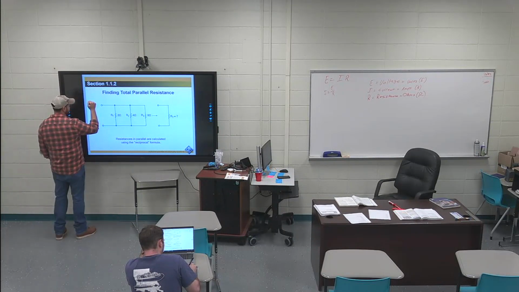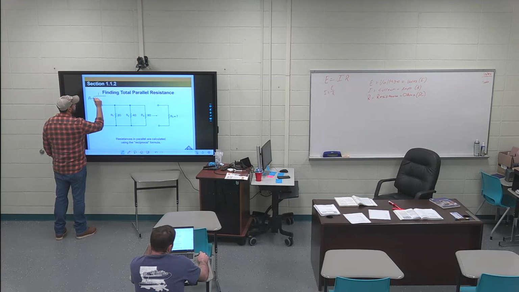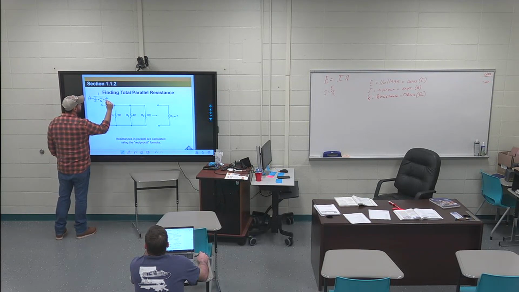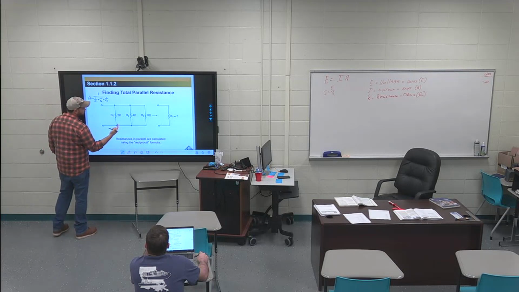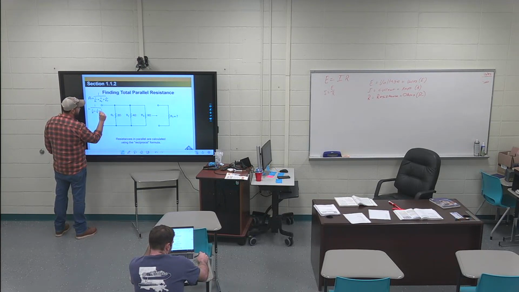So my equation is: resistance total is equal to 1 over R1 plus 1 over R2 plus 1 over R3. R1 is 2, R2 is 4, R3 is 8. So I come down here to 1 over 2 plus 1 over 4 plus 1 over 8.